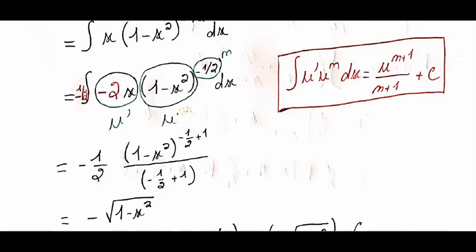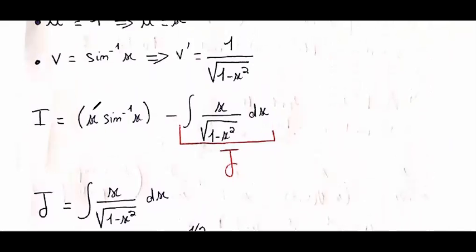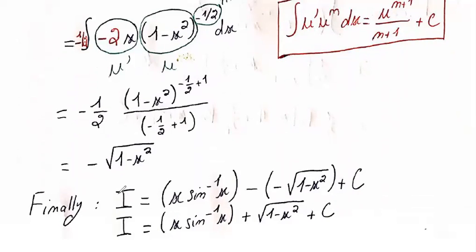And finally, remember that we are solving this integral, which was x sine inverse x minus j, which means finally I is going to be x sine inverse x minus j, where j is the one we found here, minus radical 1 minus x squared. So minus becomes plus: I equals x sine inverse x plus radical 1 minus x squared plus c. And this is our final answer.